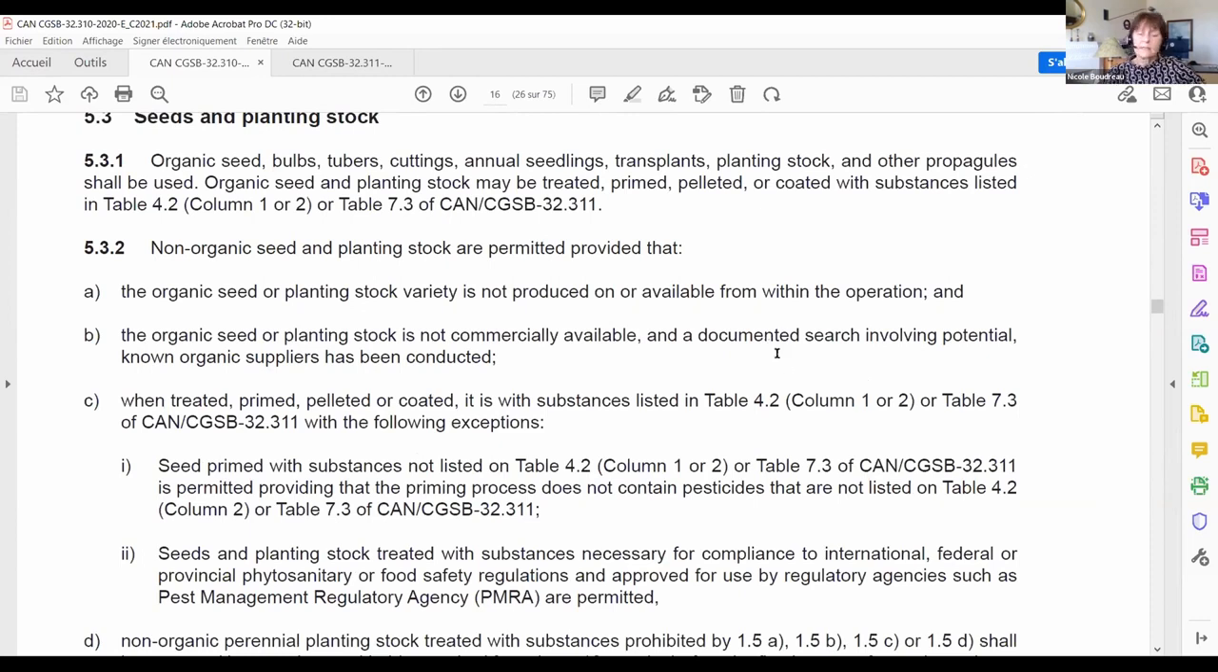About seeds, you're supposed to use organic seeds, but sometimes if there is a problem with commercial availability, there is a possibility to use non-organic seed. You will hear, when we see the permitted substances list, that commercial availability means that you have to contact at least 3 manufacturers or distributors of seeds. And if after having knocked at the door of these 3 manufacturers, you cannot find organic seed, then you can use non-organic seed. But still, if you use non-organic seed, you cannot use treated seeds except if they are treated with substances in the permitted substances list.